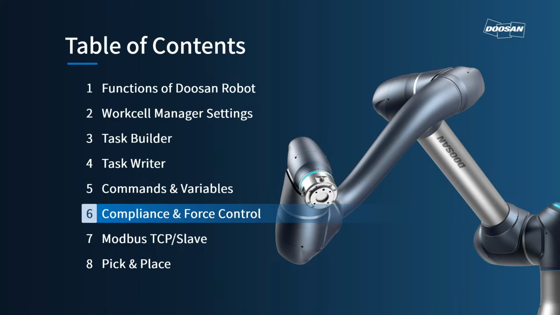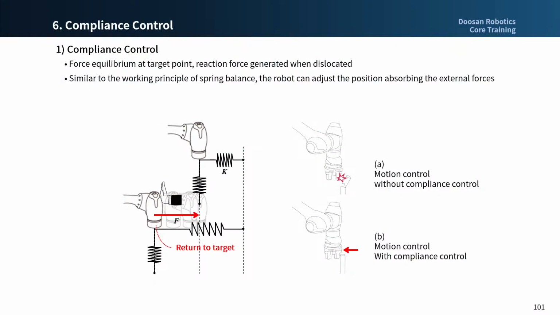And next is understanding of compliance and force control. Compliance control is a function that responds to external forces like a spring when the force is applied to the robot TCP. So with only motion control, the robot stops in the collision. However, with motion command and the compliance control, when there is a contact with the workpiece, it moves along the external force. So thereby a smooth process operation is available.